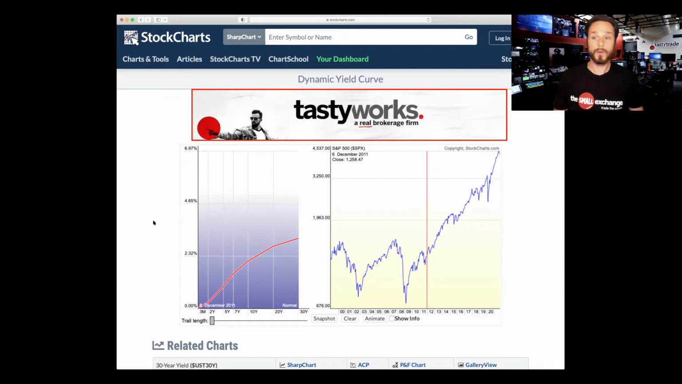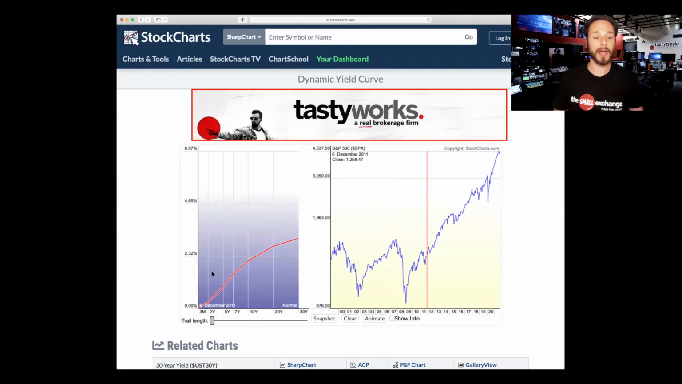And also I'm going to talk about trading the yield curve, where you can trade one interest rate against another one. So this is a website called the Dynamic Yield Curve, and I put a link to this website in the show notes. What this is showing on the right-hand side is the S&P 500 index, or the SPX. It's showing a chart over time from around the year 2000 up to present day.